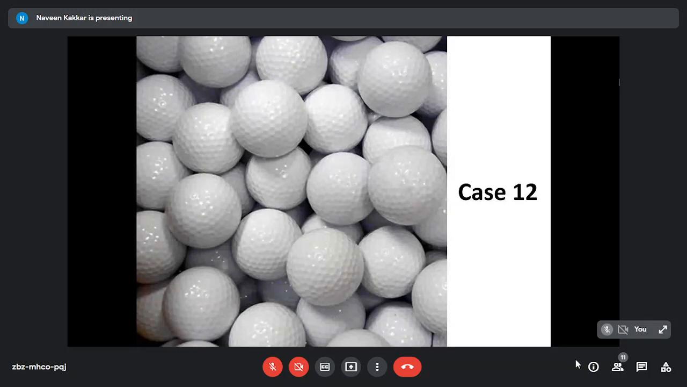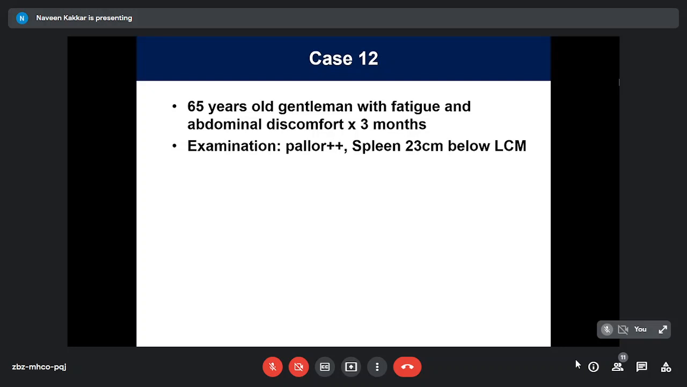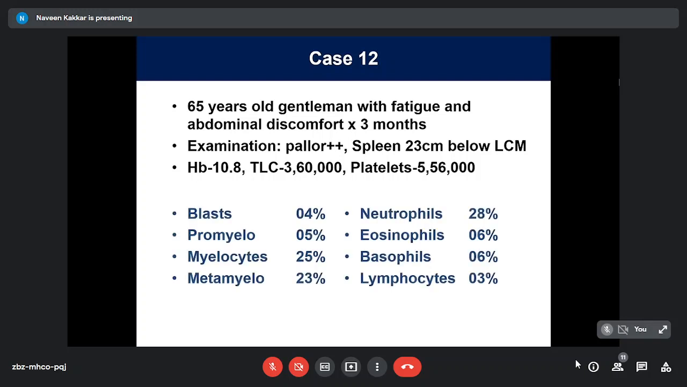Case 12, everything white. It's a 65-year-old gentleman with fatigue and abdominal discomfort for 3 months. Abdominal discomfort in hematology, 3 months, we are pointing to a spleen. The spleen was 23 centimeters below the left costal margin. He was markedly pale, but the hemoglobin is not too bad, 10.8. TLC expectedly high, and because it is CML, we have thrombocytosis. That was a typical differential count of chronic myeloid leukemia.